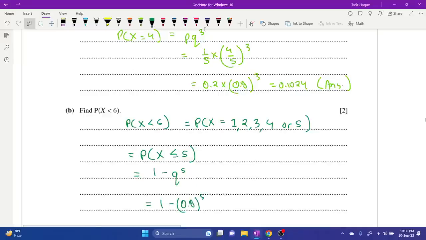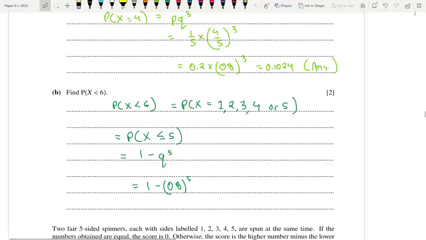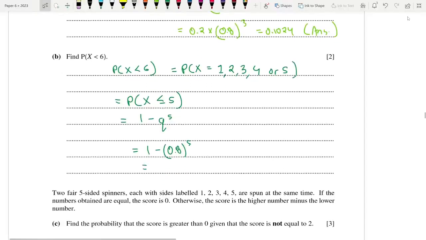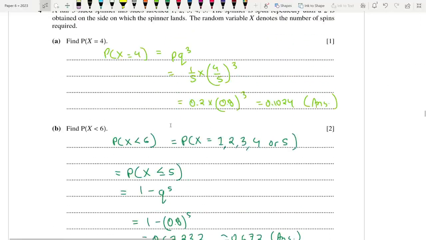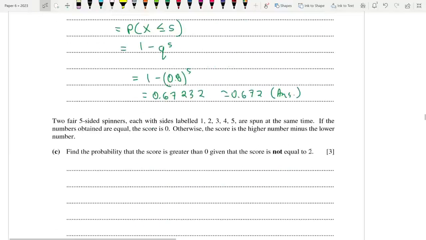Let's do that. 1 minus 0.8 to the power 5, which is 0.67232 exactly. Or you could round it off to 0.672. Anything works. You could also do the alternate method where you could add all these up. That would also work. It's fine.